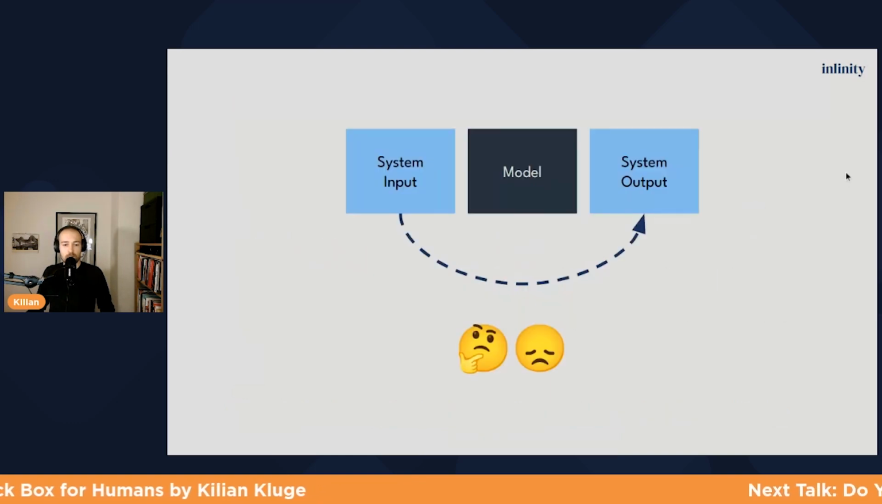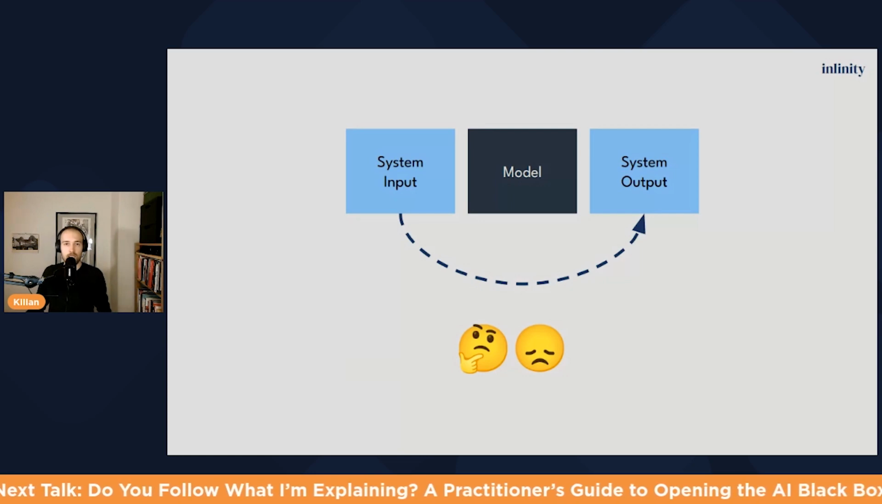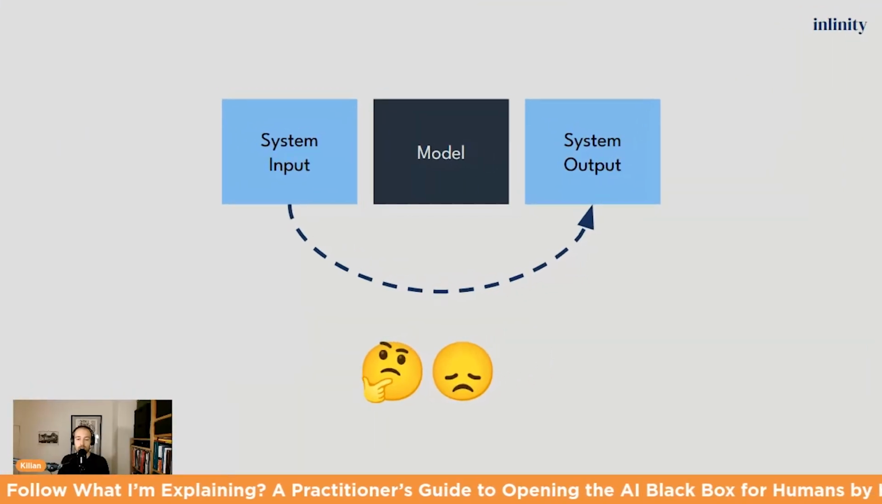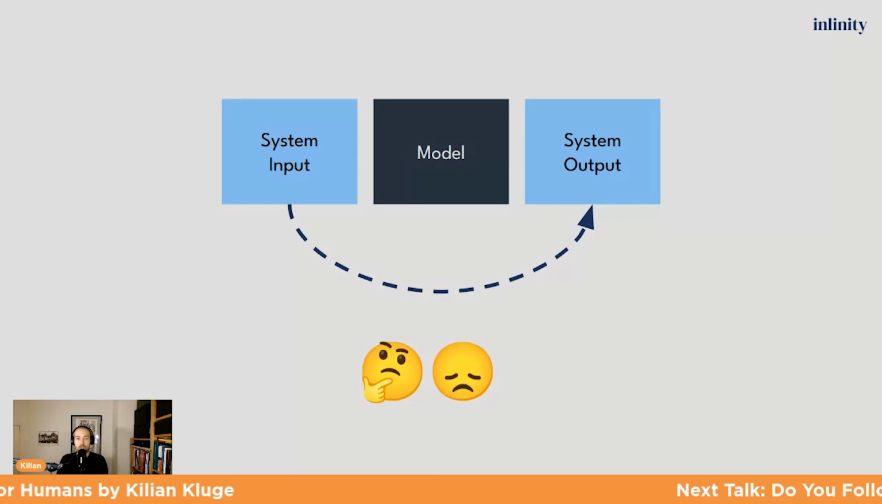In this talk, what I want to speak about is explaining AI systems to lay users, or to users that are not data scientists or ML engineers. And very briefly, what this looks like is that we have what I would like to call an AI system, which has an input. Then there's some sort of model, might be a machine learning model, could also be a different algorithm. And then we have a system output.